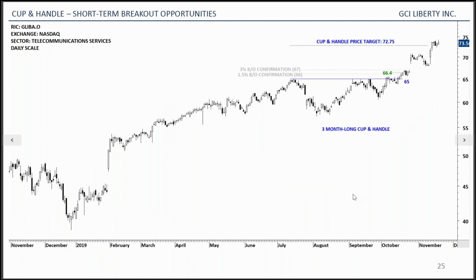Okay, now what is different when we're looking at daily scale price charts versus when we're looking at weekly scale price charts? What are the differences?